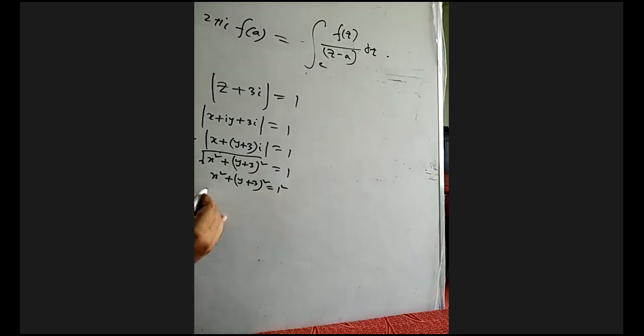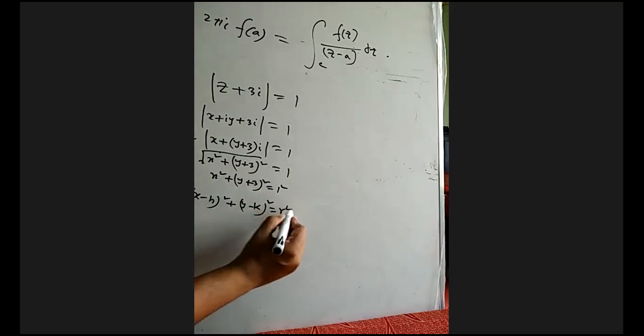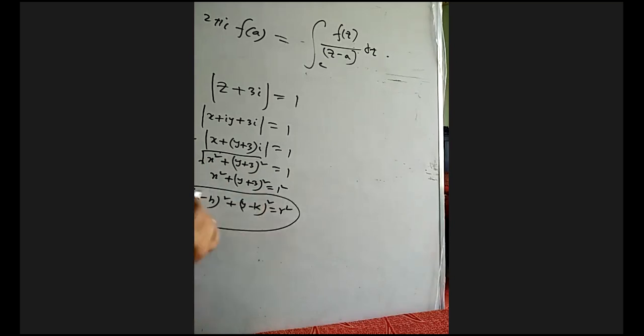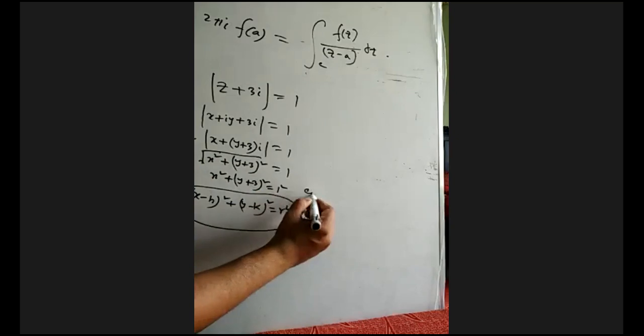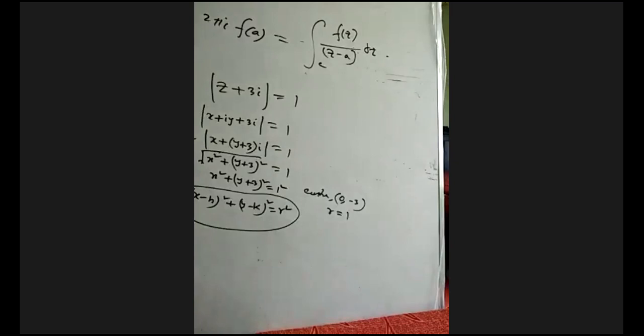Here, comparing with the standard form, (x minus a) squared plus (y minus k) squared equals r squared, comparing with this, the center is (0, minus 3) and the radius is 1. So the given circle |z plus 3i| equals 1 gives the center (0, minus 3) and radius equals only 1.